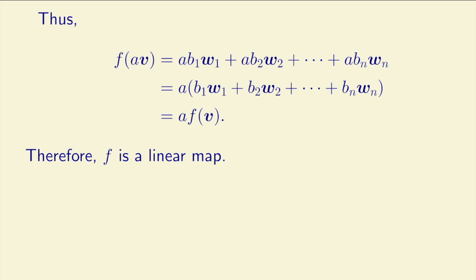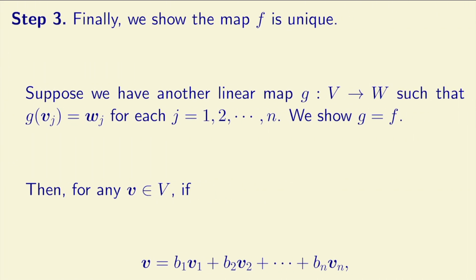Awesome. And now for the last part of the proof, step 3, which is about uniqueness. The notes ask us to suppose there's another linear map, let's call it g, that also sends each basis vector vj to the same vector wj. So we're assuming g of vj equals wj for every j, and we have to show that g must be the same as our map, f. That's the plan. The notes take an arbitrary vector v and express it as a linear combination of the basis vectors. Then they show us what g of v looks like.